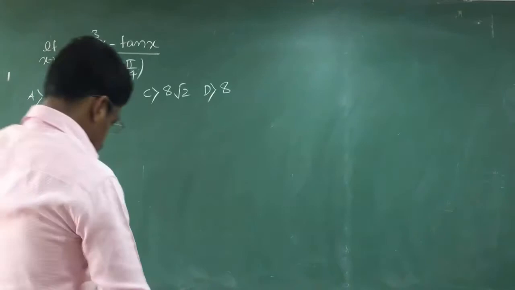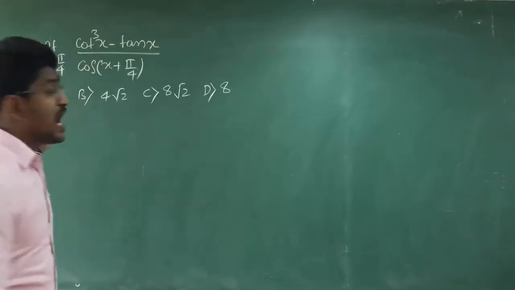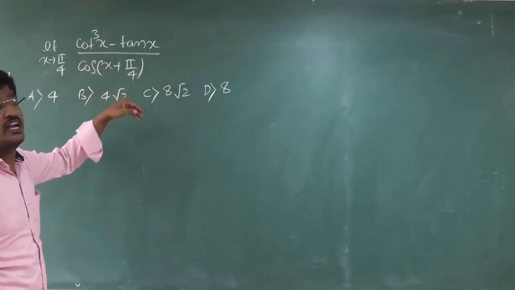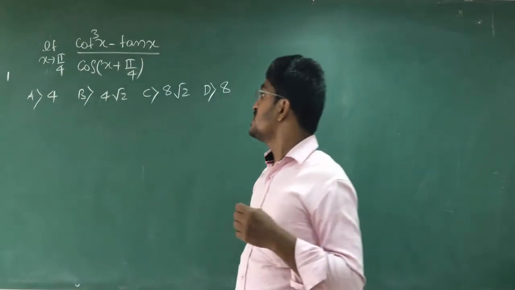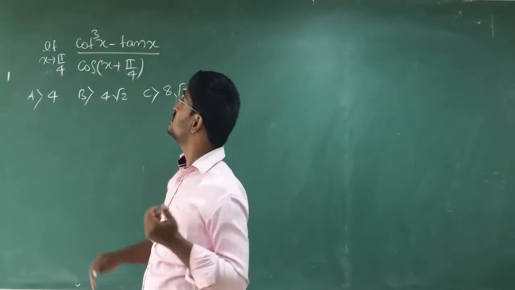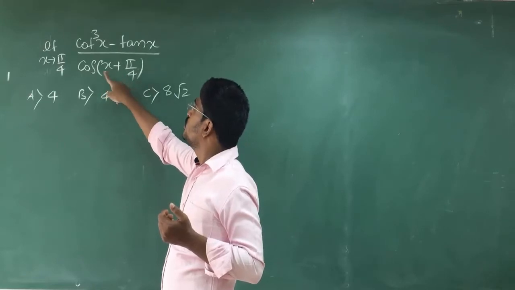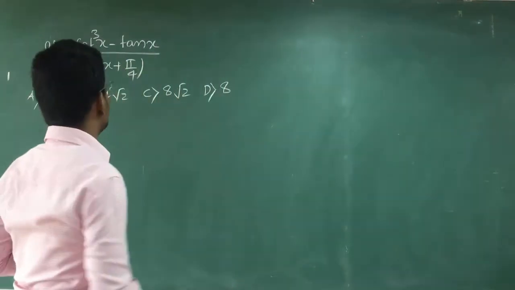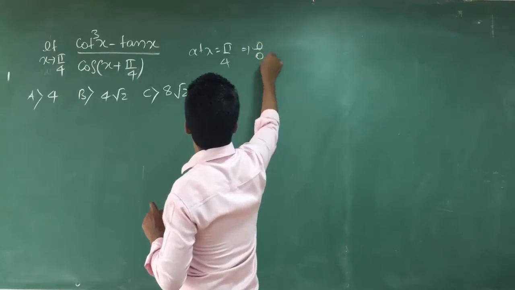Okay students. So now let us move to the next question, that is from your limits. Clear? So you have to evaluate the limit as x tends to pi by 4 of (cot cube x minus tan x) divided by cos of (x plus pi by 4). Let us see this by putting directly x equal to pi by 4. If I put x equal to pi by 4, 1 minus 1 will be 0. Here it will be pi by 2, and cos pi by 2 is again 0. So that's why it will be in the 0 by 0 form at x equal to pi by 4.